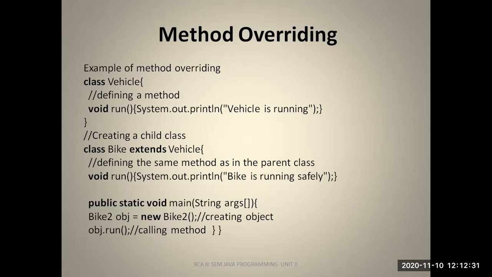So when we create an object for the subclass, what happens? We will be calling a run method, then it will display simply the run method, that is the subclass method. So you are overriding a method with different definitions.